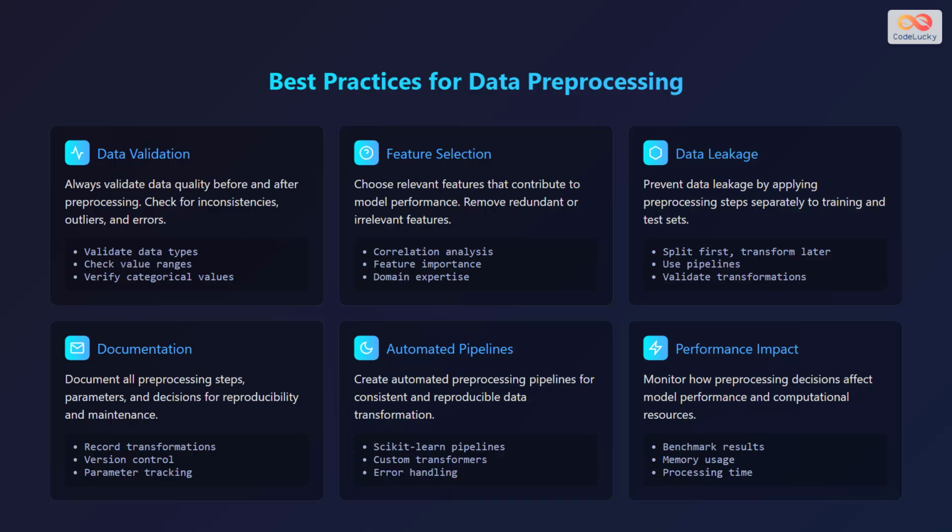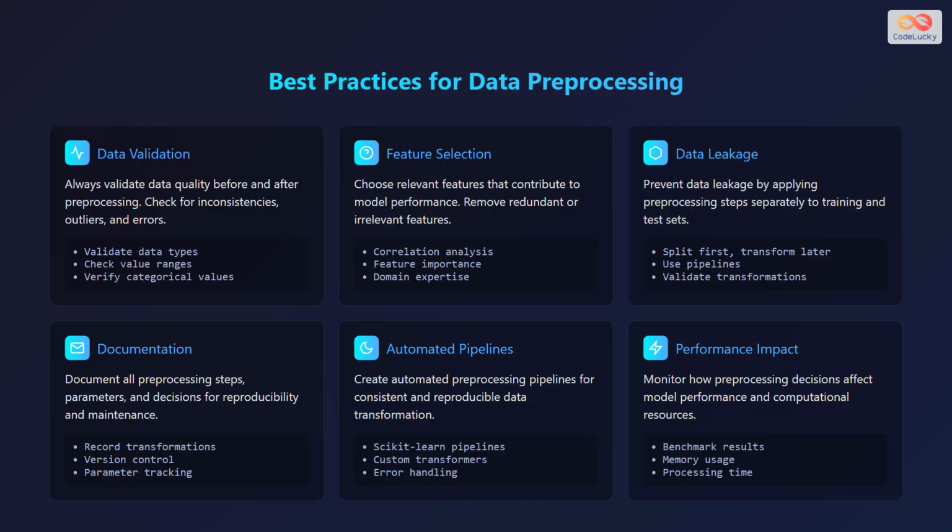Fifthly, automated pipelines. Create automated preprocessing pipelines for consistent and reproducible data transformation. Examples of automated pipelines are scikit-learn pipelines, custom transformers, and error handling.